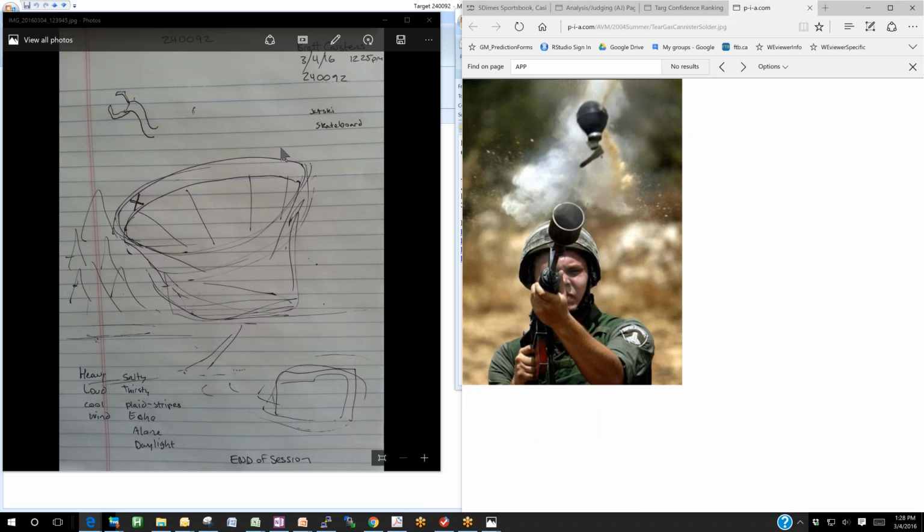Brad, are you with us? Yes, I am. Okay. And I'm going to guess that this shape right here, of course, looks like that shape very, very much. Jet ski, skateboard. So give us your logic for a 4.